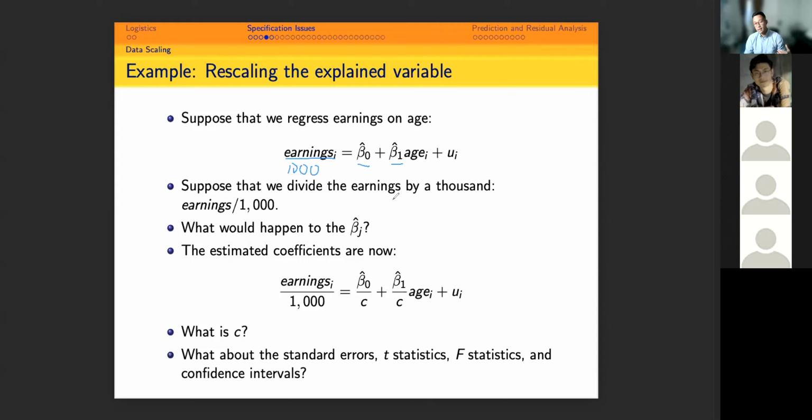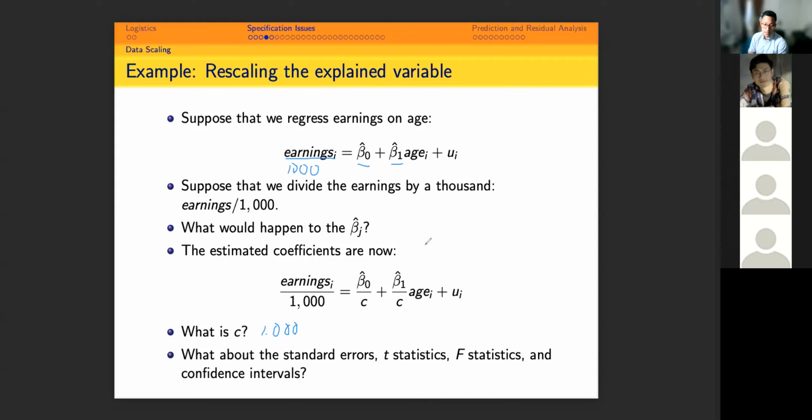If you recall, the mathematics is quite straightforward. If you divide the left-hand side of the equation by 1,000, then to maintain the equality, you should also divide the right-hand side by 1,000. In this particular case, what is C? C is just 1,000. So we know that rescaling the data is going to change the estimated coefficients, beta hat 0 and beta hat 1, in this particular case.